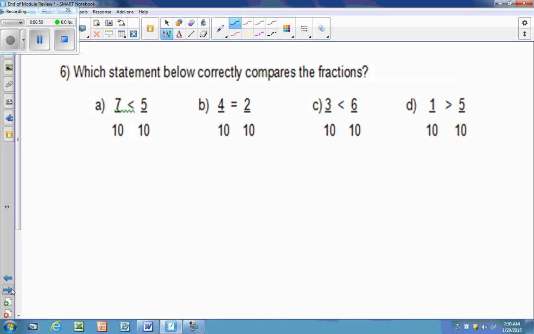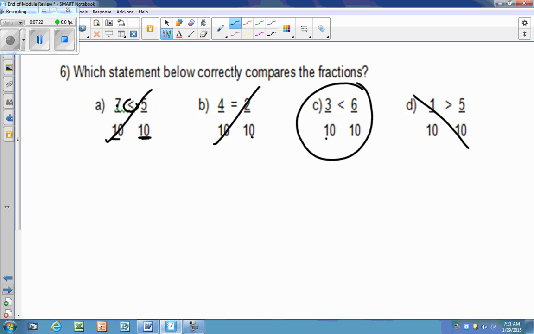Next, which statement below correctly compares the fractions? Well, when I look at these two, when the denominator is the same, the larger the numerator, the larger the fraction. So 7 is bigger than 5, but this says it's less than, so that's incorrect. Same denominator, they should have the same numerator to be equal, so that's not correct. So then I look over here, same denominator, 3 is smaller than 6, so 3/10 should be smaller than 6/10. So far that is correct. And then I go over here, the denominator is the same, 1 is not bigger than 5, so that's not correct, so my answer is C.